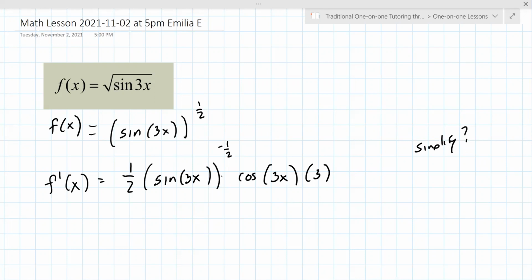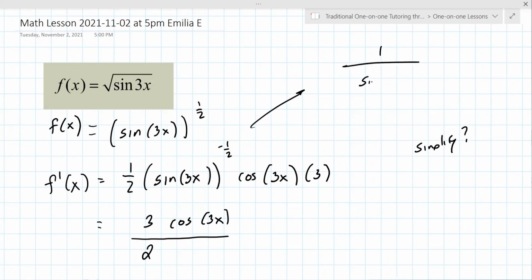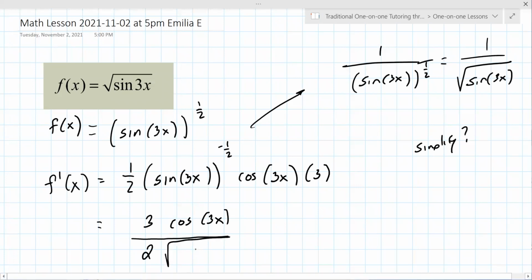Sure. So hopefully it's clear that there's a 3 in the numerator, a 2 in the denominator, and cosine 3x up here. Now, this part over here becomes 1 over sine 3x all to the 1/2 power, and then 1/2 power is a root. So that's where it converts to. You just put whatever goes in the bottom in the bottom, and whatever goes in the top in the top. Okay.